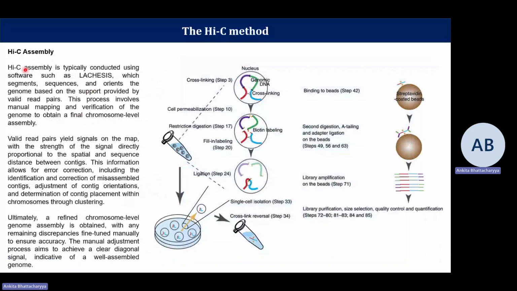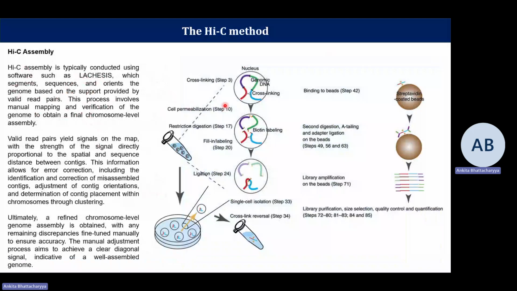So the Hi-C assembly is typically conducted using software like LHS, which segments, sequences, and orients the genome based on the support which is provided by these read pairs. So that includes manually mapping and verifying the genome to obtain a final chromosome level assembly.